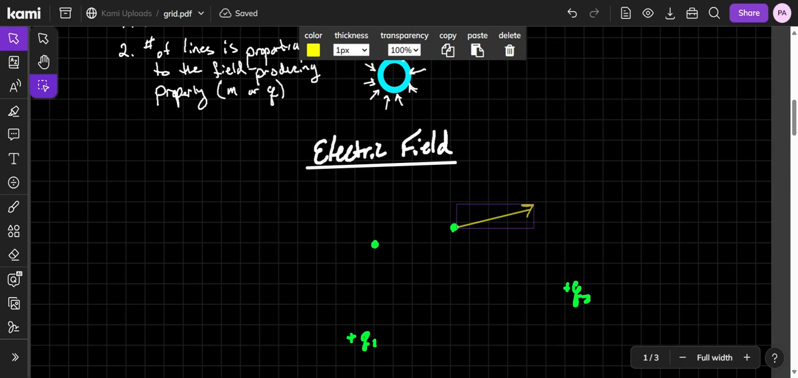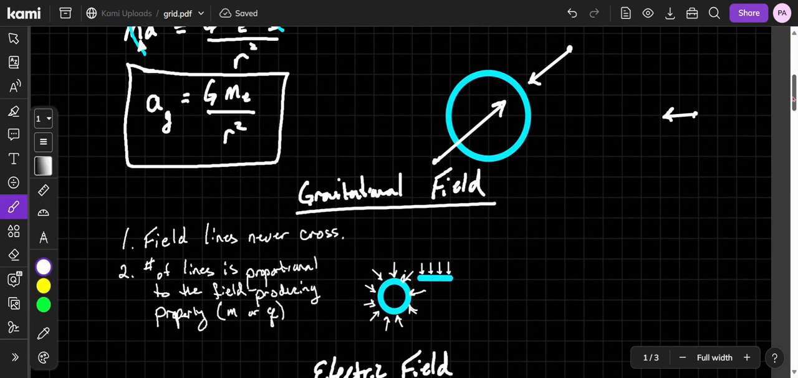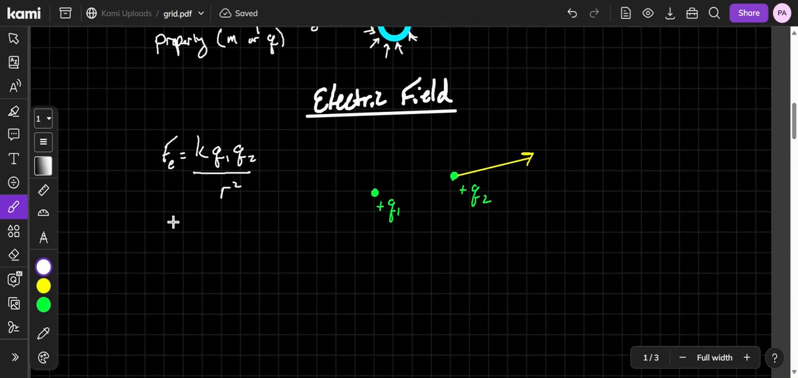Same rules apply. It's the same thing as gravity. The force is going to be greater the closer the two elements are. So here's our force for our electrical force. Up here we had our gravitational force. We got this by determining our force divided by our force producing property of the other thing. So we're going to do the same thing down here, and we're going to find our force divided by our force producing property, which gives us kq1 over r squared. This is our electric field, our field strength of Q1.